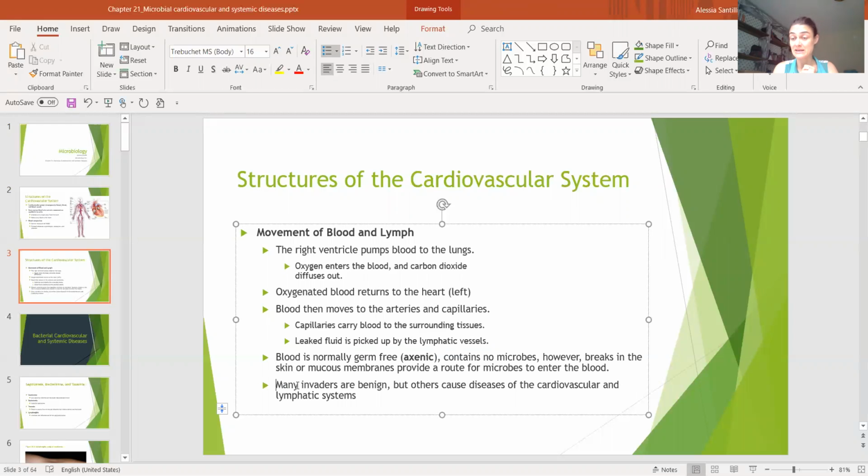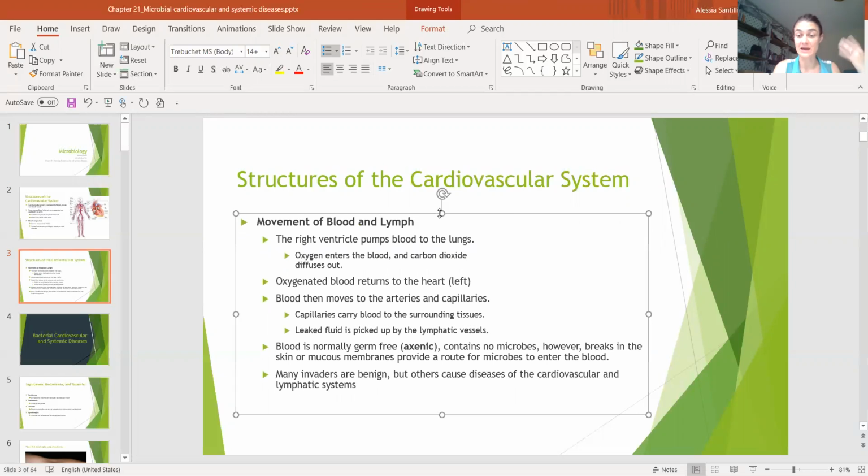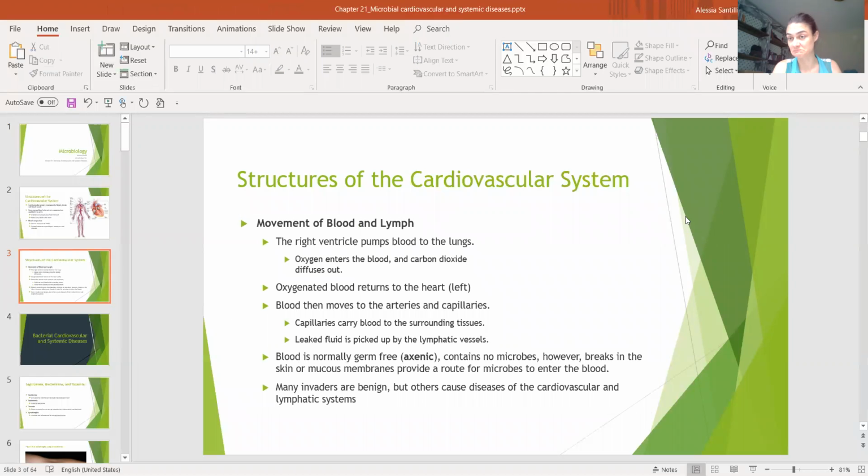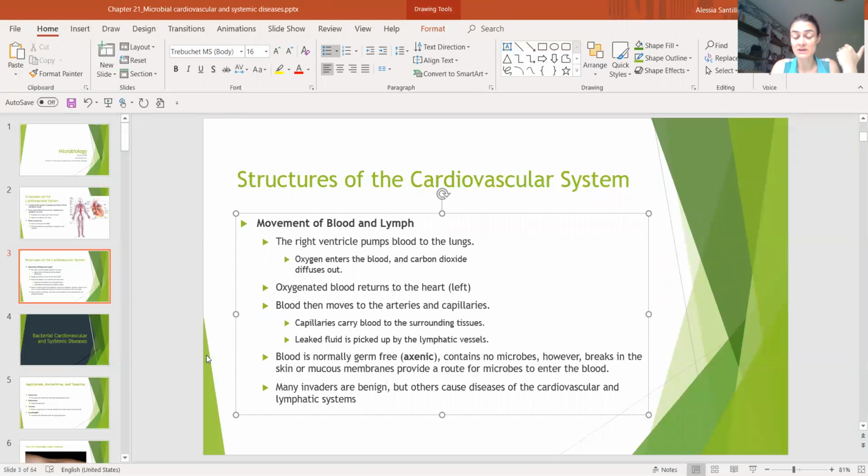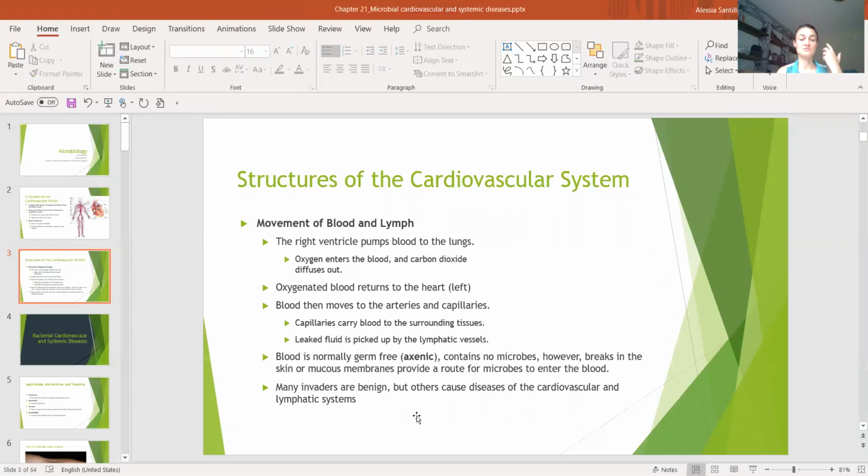Your whole cardiovascular system is usually devoid of any microbes, and any entrance of these microbes via wounds or something like that could be potentially bad for you, definitely bad for you, probably even fatal in some cases. So usually it doesn't contain any microbes, but breaks in the skin or the mucous membranes provide a route for microbes to enter the blood. Many of the invaders are benign, but others can cause diseases of the cardiovascular and lymphatic systems.